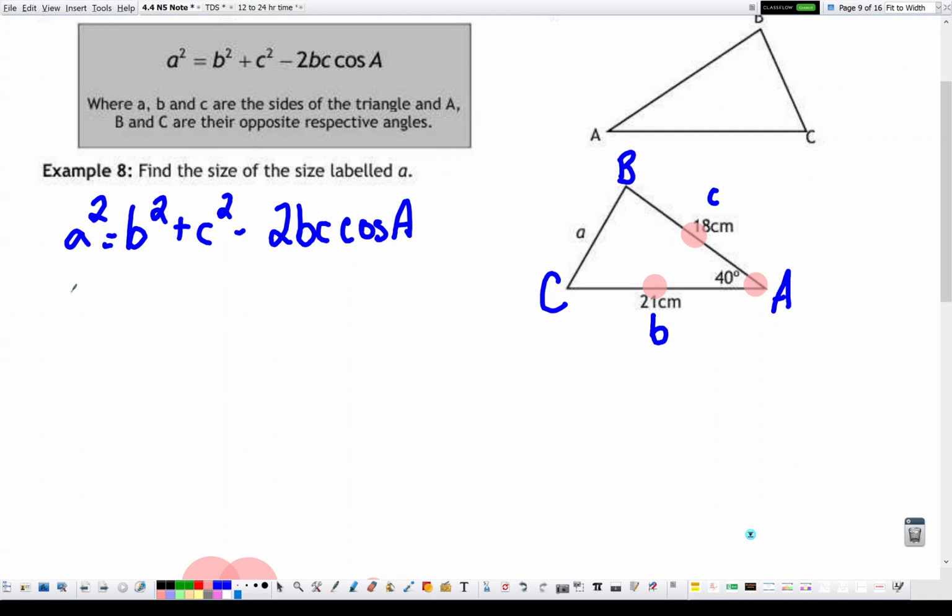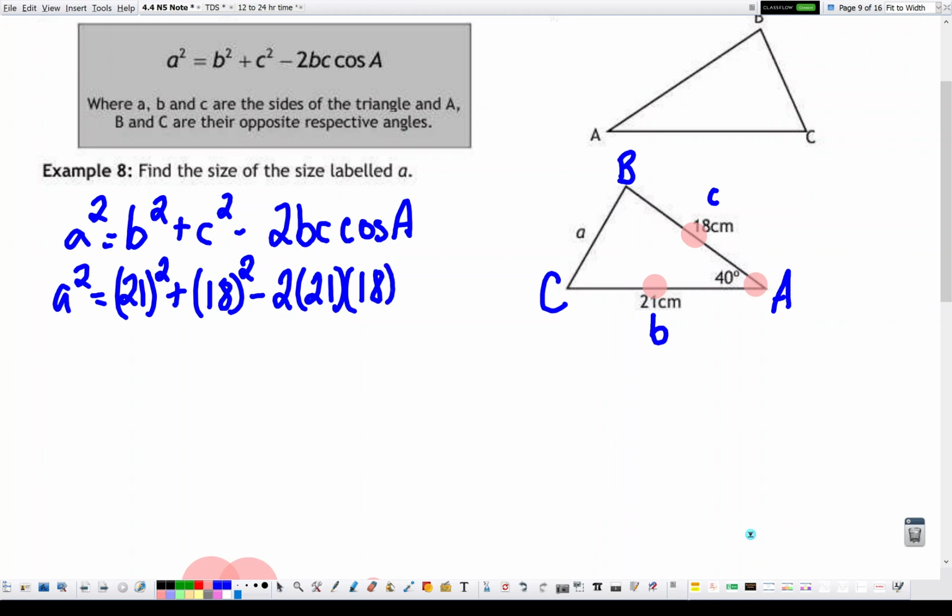So a squared is going to be equal to 21 squared, and we can put them in brackets, plus 18 squared, minus 2 times b, 21, times c, 18, times the cosine of angle A, which is 40 degrees.